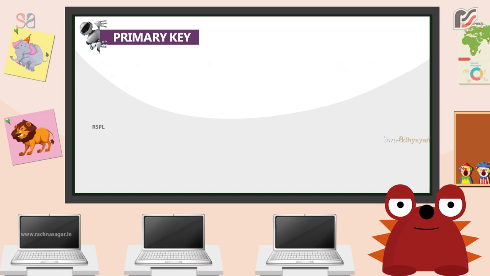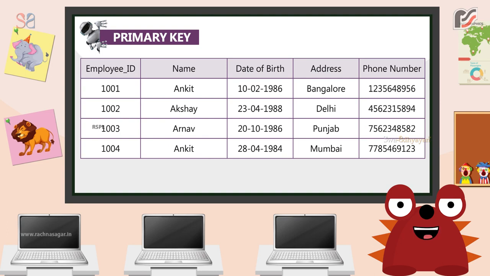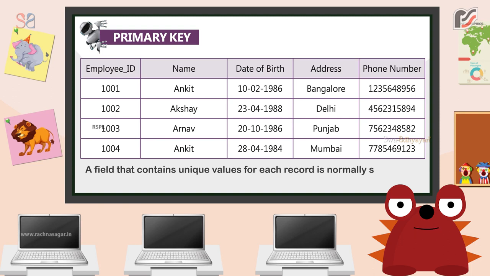For example, consider a table given below, Employee Details, that stores values such as employee ID, name, date of birth, address, and phone number. In this table, two employees can have the same name, but they cannot have the same employee ID. Therefore, we need to make the employee ID the primary key. A field that contains unique values for each record is normally set as the primary key.